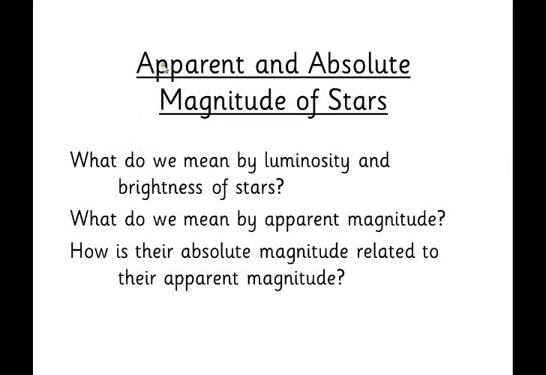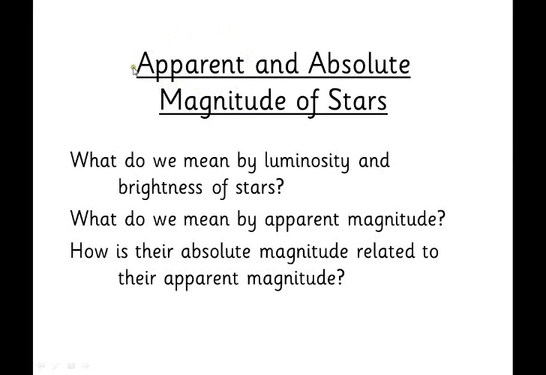So we've said that we can look at stars, we can measure their distances, and if we know how bright they are, we can work out how far away they are. And likewise, if we know how far away they are, we can work out how bright they are. So let's try and look at this a bit more formally.